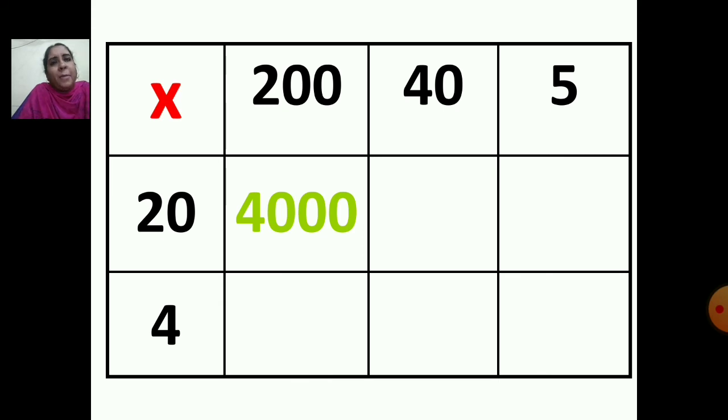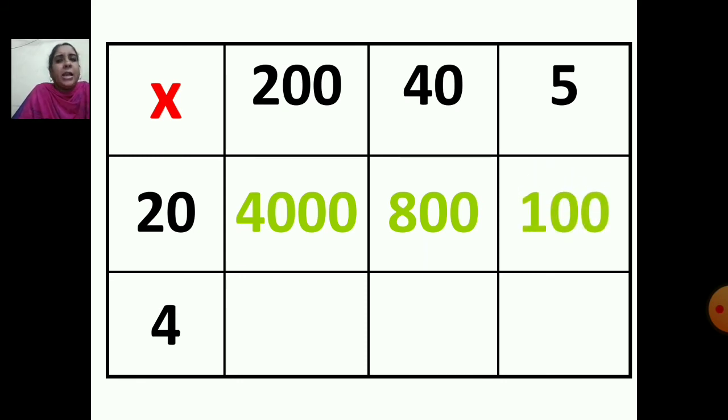40 multiply by 20. 4 2s are 8. Right? After it, how many zeros you will place? 2 zeros. So your answer is 800. Now we will multiply 5 multiply by 20. So you will say 5 2s are. 5 2s is how much? 10. Right? And you will put 1 zero. So your answer is 100.